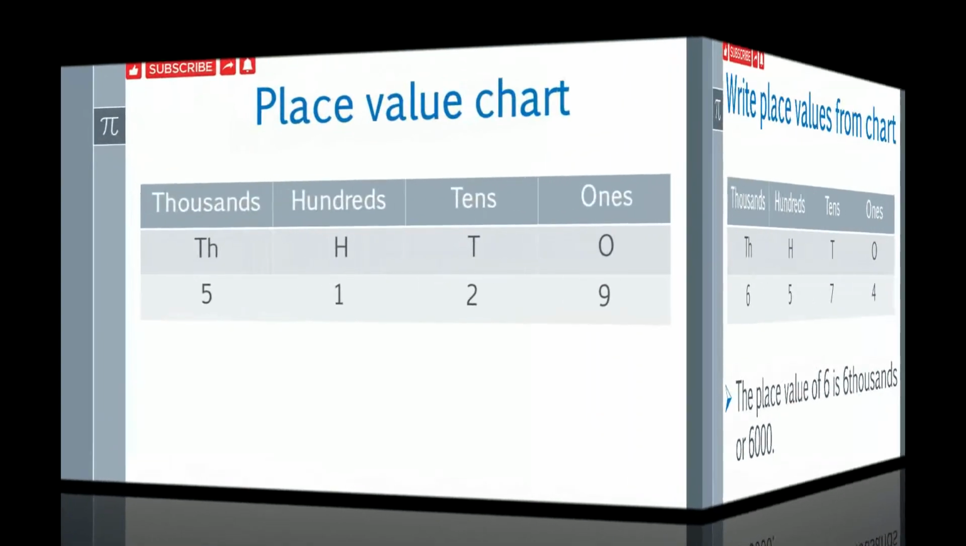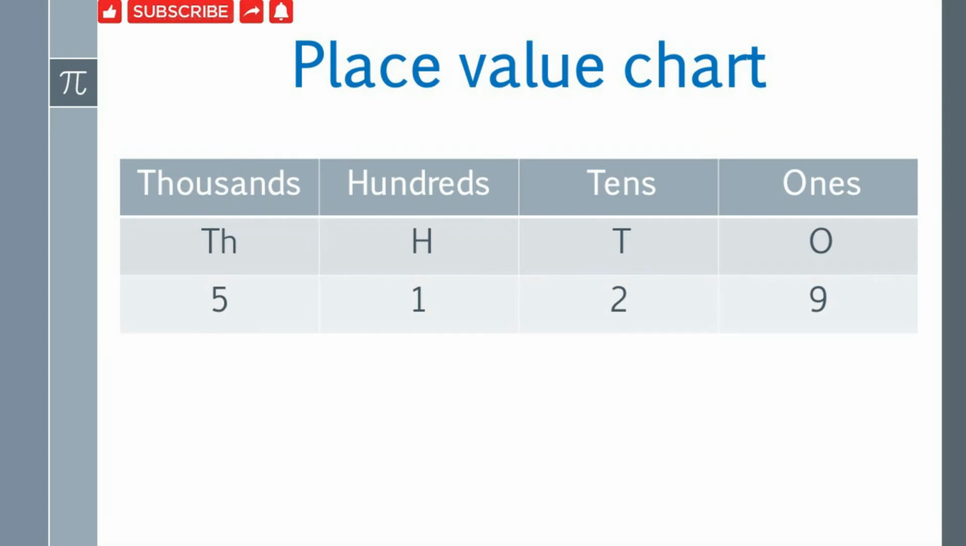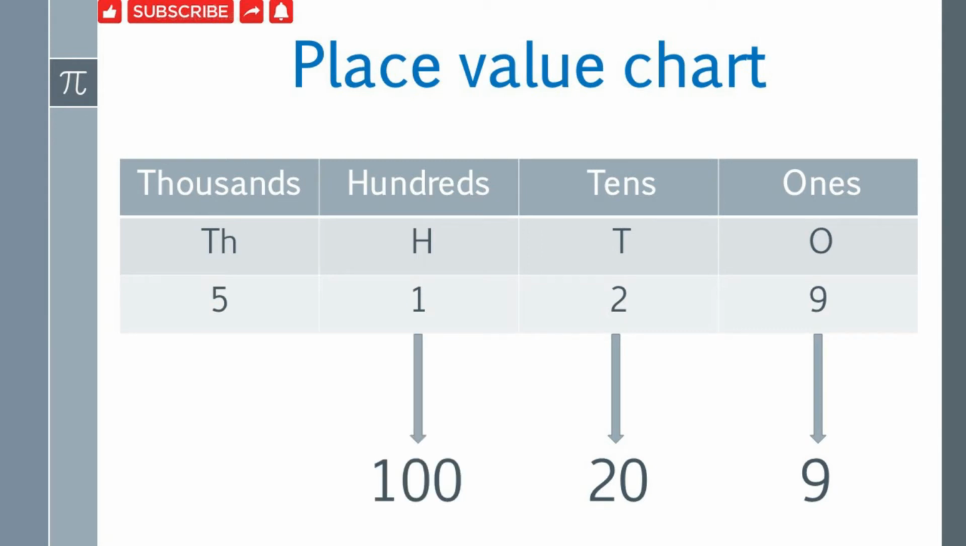Now children, let us take another example. Here we have a place value chart having a number 5129. Since 9 is at ones place, place value of 9 is 9. Similarly, 2 is at tens place, so the place value of 2 is 20. The digit 1 is present at hundreds place, so its place value will be 100. And in the last, 5 is present at thousands place, so its place value will be 5000.